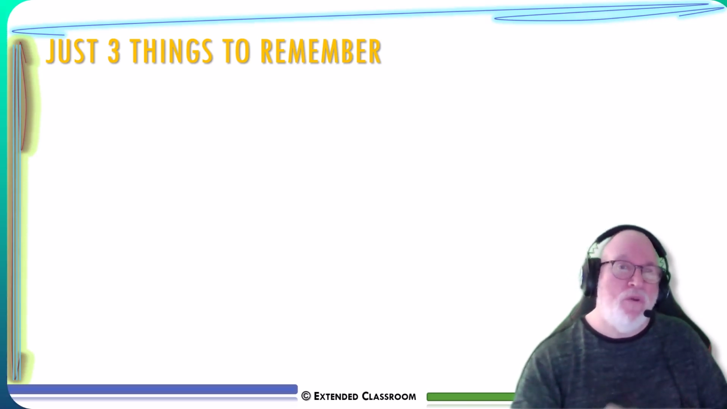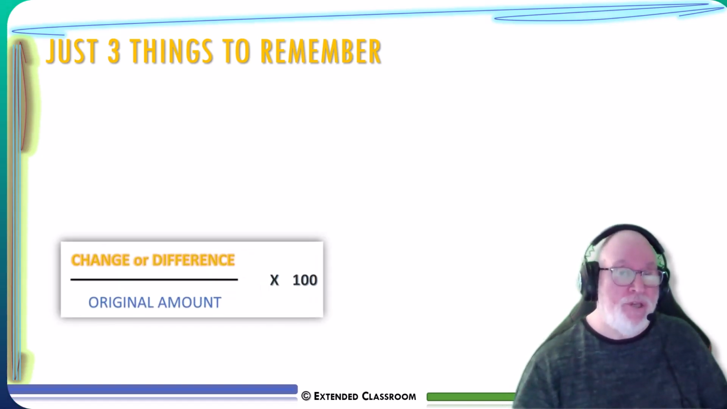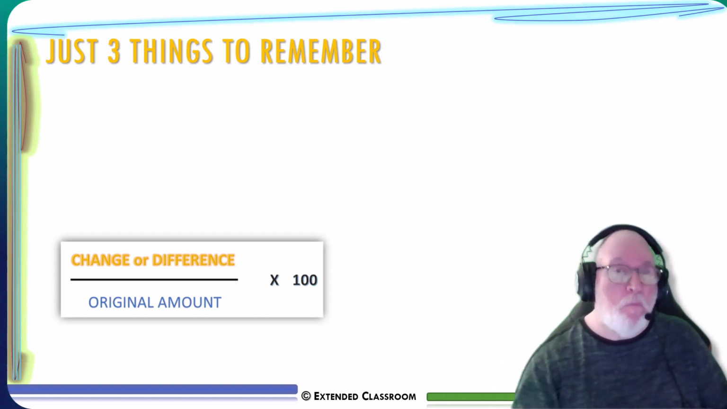But if you want to know what an amount is as a percentage of the original, so if there's been a difference or change in something, and you want to work out the percentage change, it's always the same. Change divided by, there's my line again, the original amount, multiplied by 100. Change divided by original, multiplied by 100.